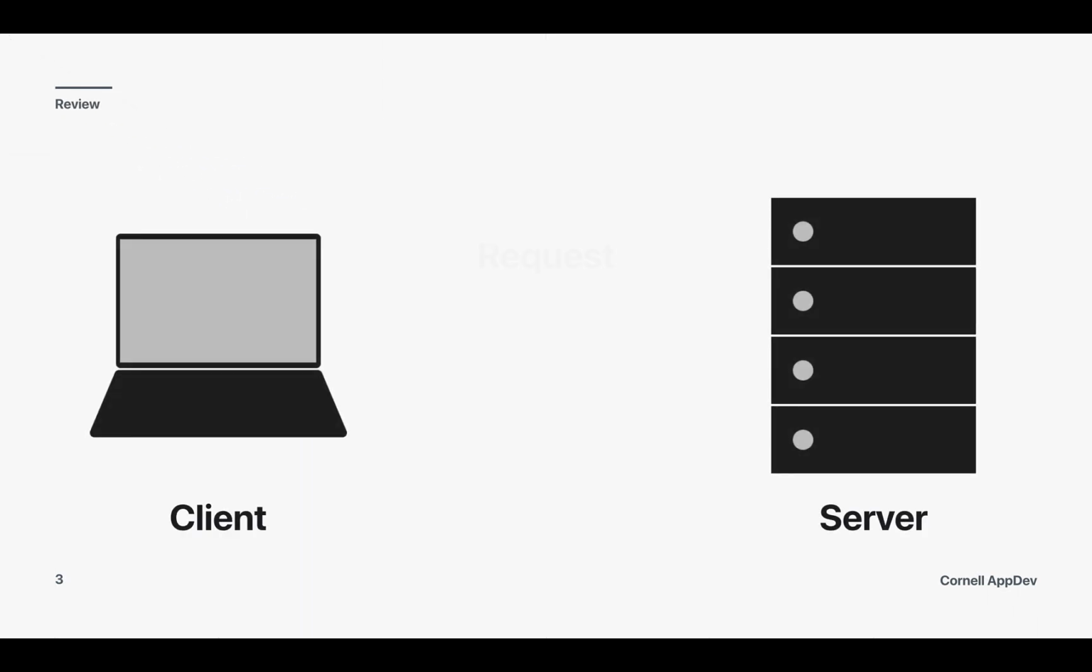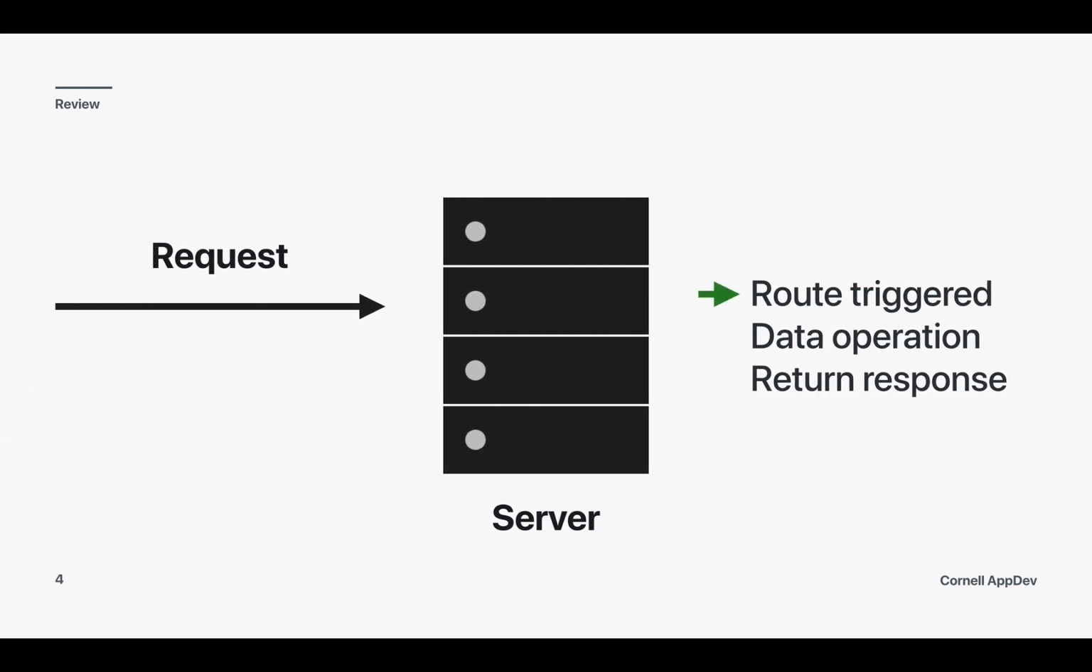Let's just review what we covered in the last lecture talking about databases for single tables. So imagine we have a client and a server. Clients initiate a process by sending a request to a specific server. The server intercepts this request, triggering a route within the code, which then leads to a data operation, whether it's retrieval or creation of new data, and then it will return a response back to the client.